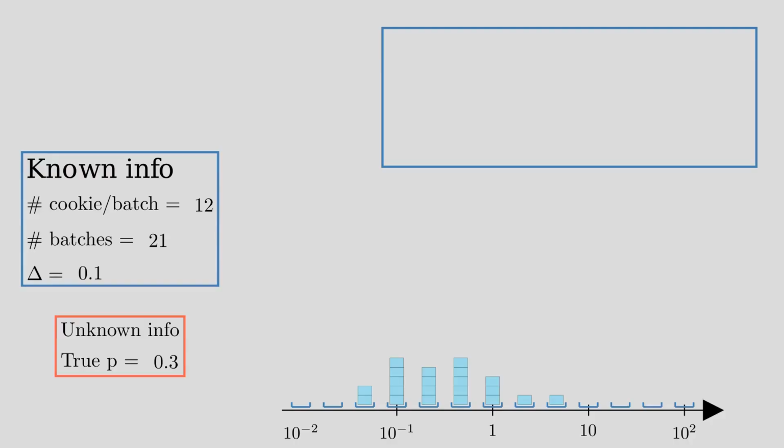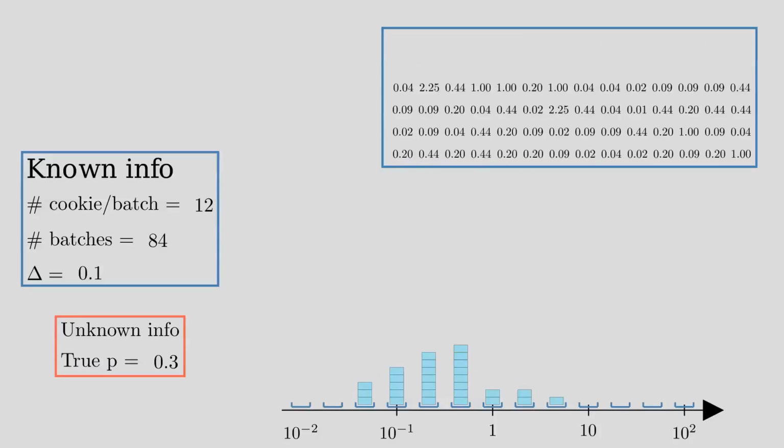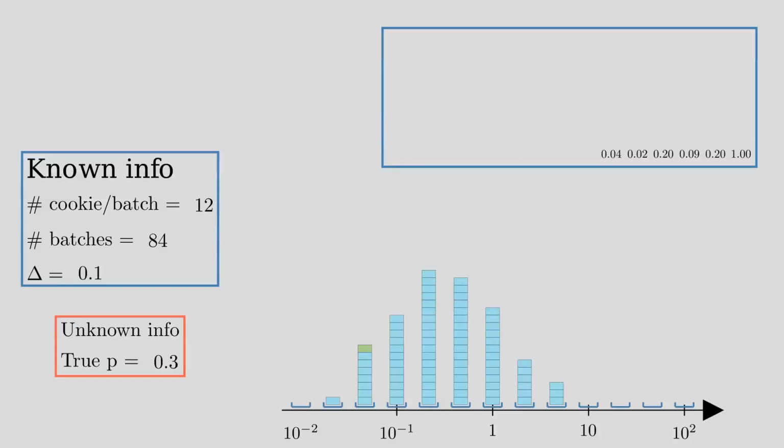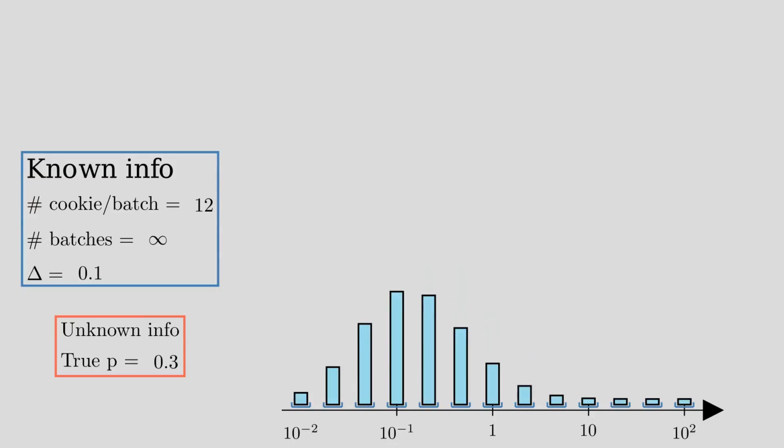What if we had even more batches, say 84? We can again do the same and build a histogram. As the number of batches grows and grows, the histogram will start to converge towards an asymptotic histogram, the one with an infinite number of batches. When we decide on a threshold, the batches with the likelihood ratio lower than the threshold will result in a decision towards the null hypothesis, while those above will result in a decision towards the alternative hypothesis.